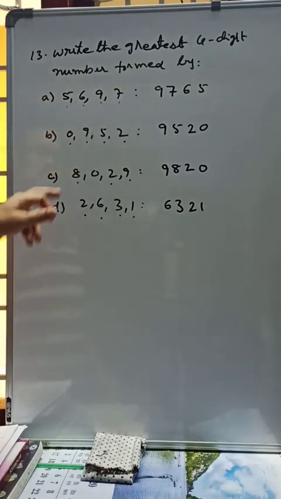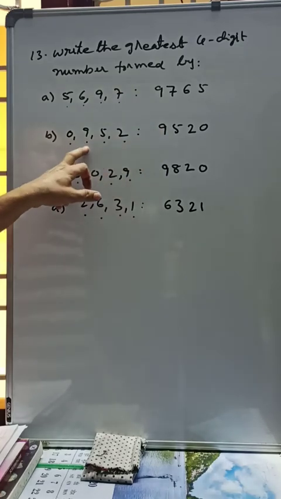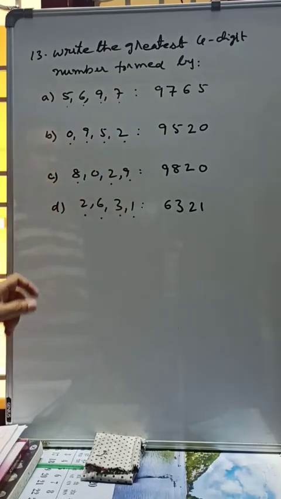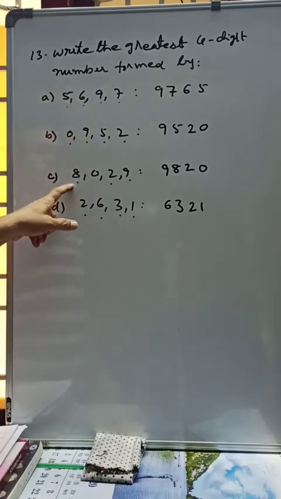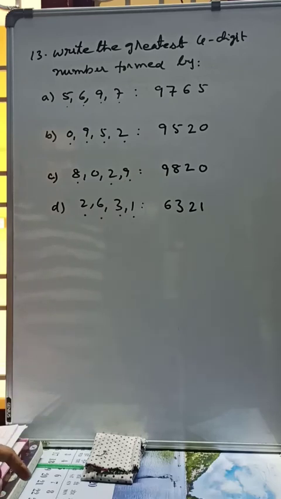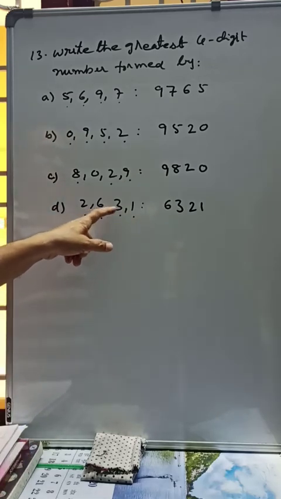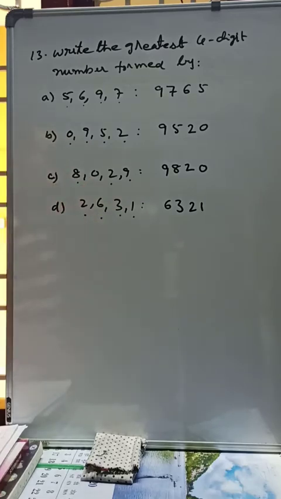9765. The greatest 4-digit number formed by 0952 is 9520. The greatest 4-digit number formed by 8029 is 9820. The greatest 4-digit number formed by 2631 is 6321. 13th sum is completed.